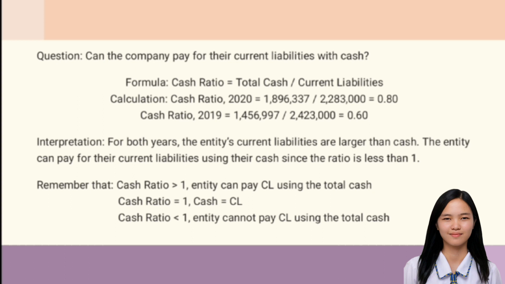Remember that when the cash ratio is greater than 1, the entities can pay their current liabilities using total cash. But when the cash ratio is equal to 1, cash is equal to your current liabilities. And if your cash ratio is less than 1, then the entity sadly cannot pay current liabilities using total cash, which is what happened in our analysis. So, yun lang po sa cash ratio.